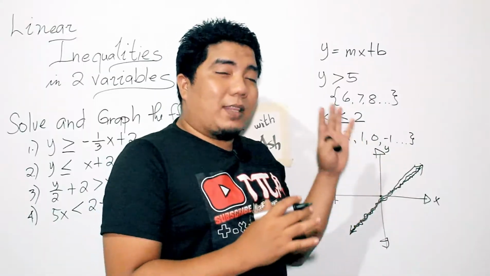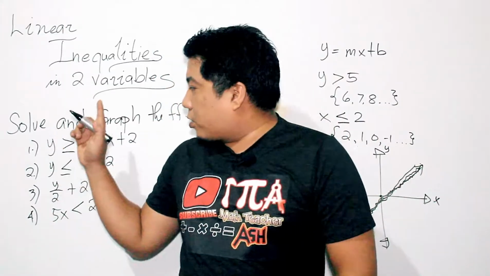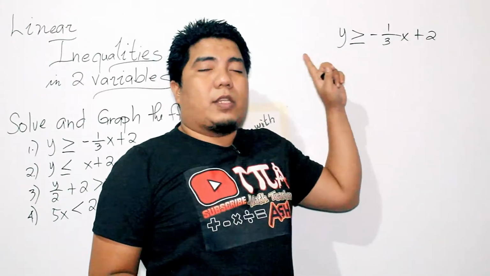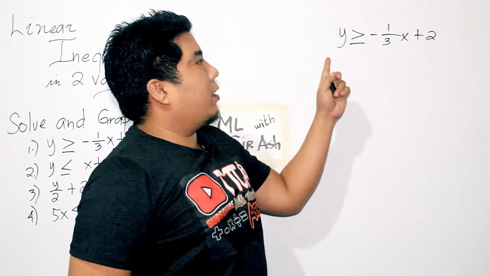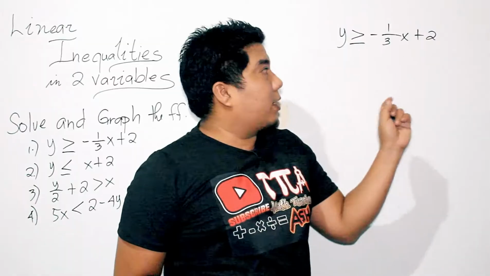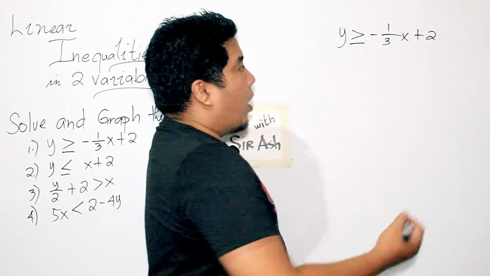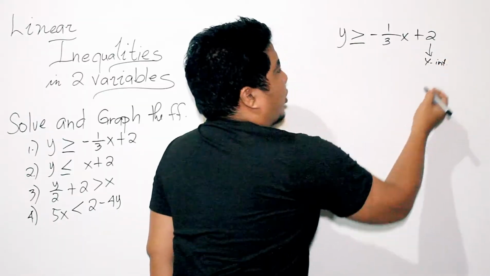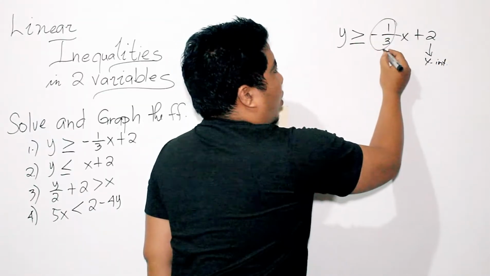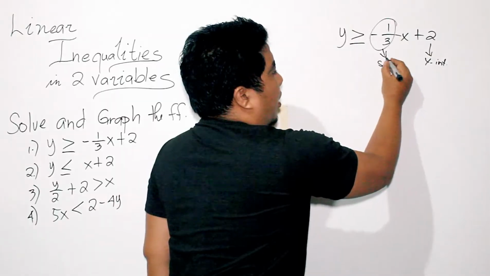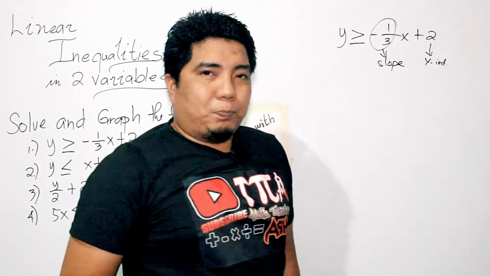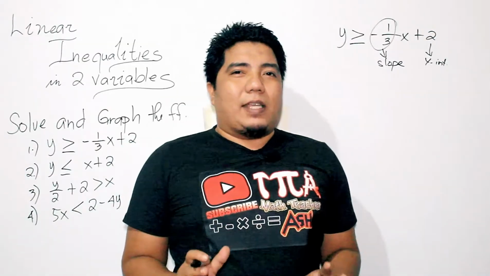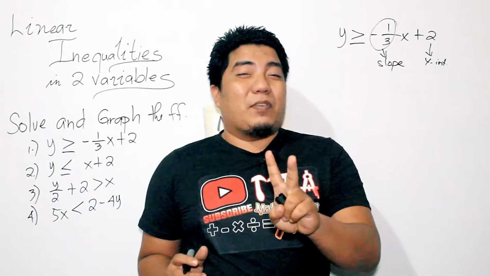Now, how do we write that in this kind of scenario? Let's consider the first example. Okay, math learners, as you can see, we have the first inequality: y is greater than or equal to -1/3 x plus 2. Our 2 here will represent our y-intercept, and our -1/3 will represent our slope. Before we continue, I would like to emphasize that your graph has two distinctive lines.